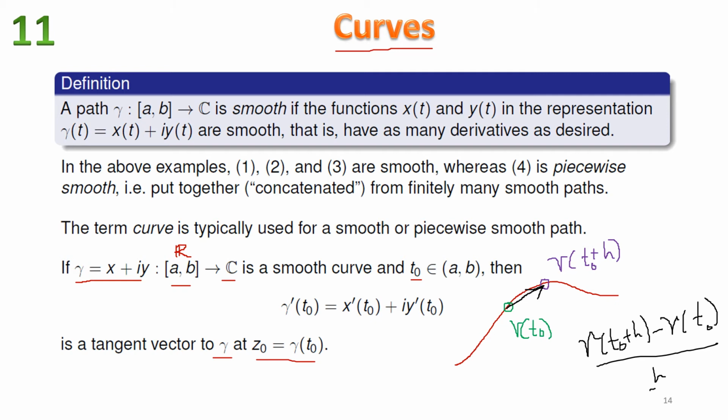This means that we are shifting this point closer and closer to the initial point, and that will make a vector from this to this. So this will make a tangent vector to the curve at the point of definition, that is T0. So the tangent vector to gamma at Z0 is gamma dash T0, which is x dash T0 plus I times y dash T0, where dash is representing derivative with respect to the concerned variable.